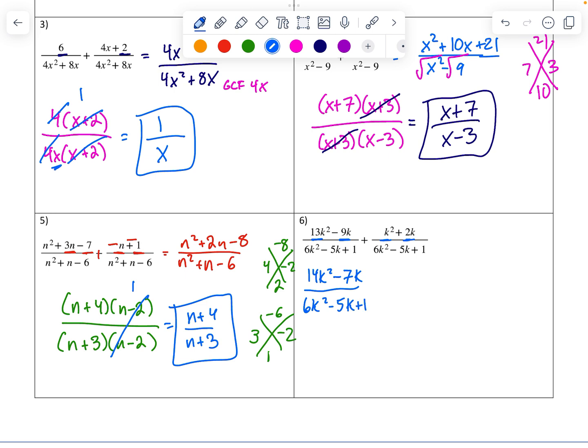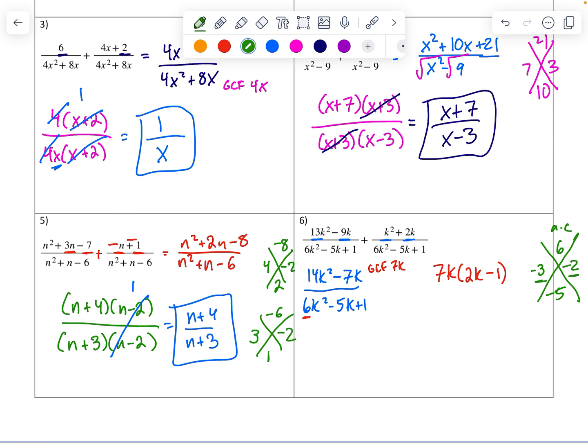So different things to notice. The top, we have got a GCF of 7k. So I can take out that 7k, and I'm left with 2k minus 1. The bottom, a 6 is in the front, but there's no GCF. So we have got to do the x. So a times c would give me 6 over negative 5. So we'd have negative 3 and negative 2, because a negative times a negative is a positive.